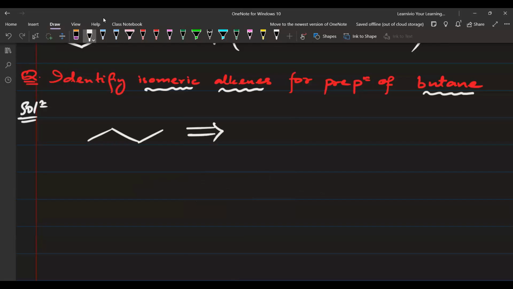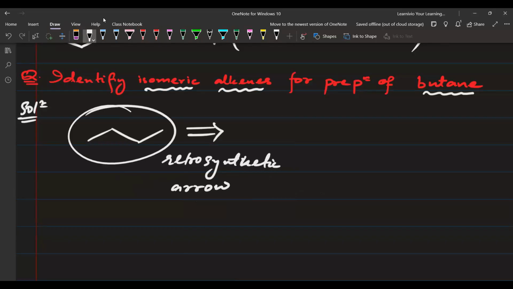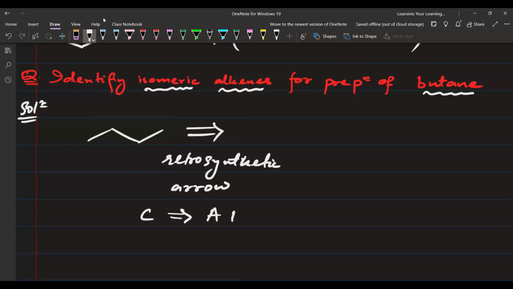It is known as the retrosynthetic arrow. What arrow? Retrosynthetic arrow. When I write this, it means this molecule can be made by A and B. For example, I will write, C can be made by A and B. Does it make sense? Yes or no? What is this arrow? Yes, sir. Shaima and Zainab, do you understand what it is? Retrosynthetic arrow, right? C can be made by A and B.